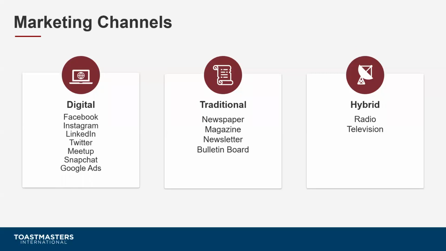That is the digital side. Your traditional side is going to be your newspaper, your print, your bulletin boards, even your billboards that you see on the side of the street. And then hybrid or broadcast is obviously radio and television.